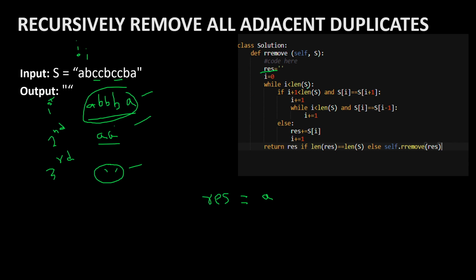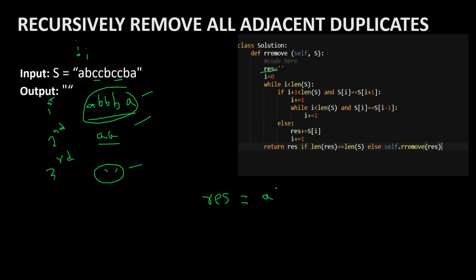I is smaller than the length of s? Yes, the length of s is 9, and I is index 1. Okay, it is smaller, so it will continue. It will again check if I plus 1 is smaller than the length of s. Yes, it is smaller, and s[i] is not equal to s[i+1].